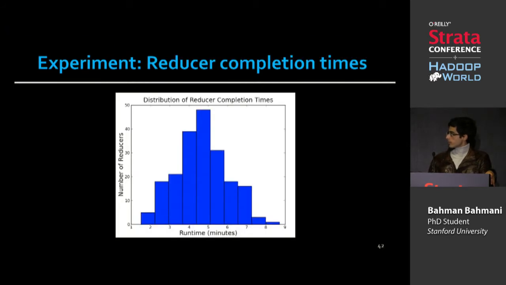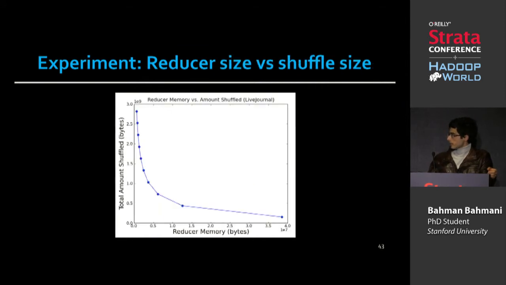So then here are some experiments with this algorithm. The reducer completion times are pretty balanced, unlike the example that we saw earlier with the previous algorithm. And here's a graph that shows the trade-off, again, between the reducer size and the shuffle size. So it again shows the trade-off between communication and parallelism. The more parallelism that you have, so you decrease the memory size of the reducer, you get more reducers, the more communication you also need, and the other way around.